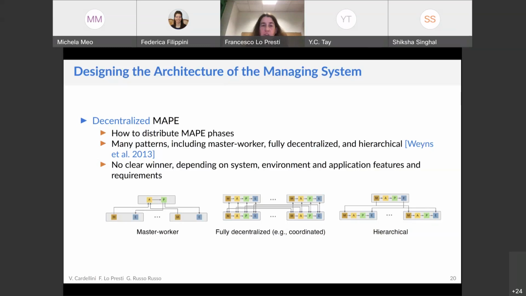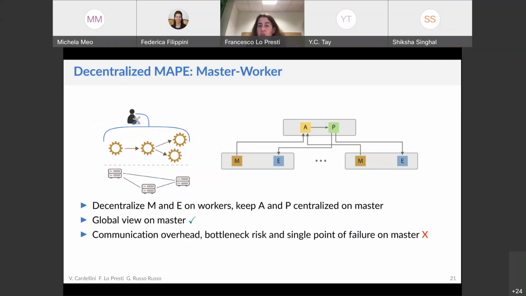The first one is the so-called master worker pattern, where you distribute only the monitoring and execute components of the MAPE phase. So you keep the analyze and planning components centralized on the master. In this way, the master has a global view, but you have a communication overhead, and of course, you have a bottleneck risk and single point of failure on the master, where we have the analyze and plan phase.